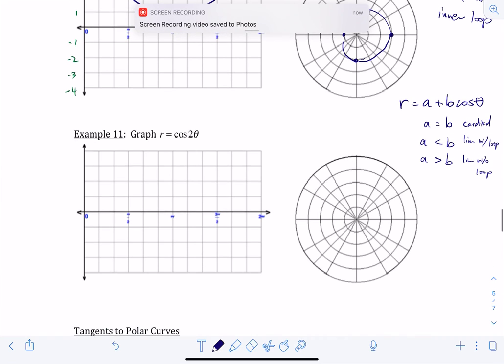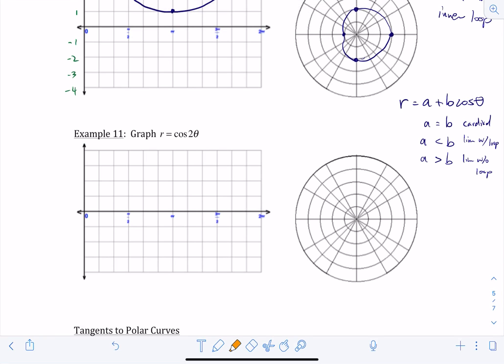For our final graphing example, we've got to look at this guy. In this situation, we have something a little bit different. This time, you actually have a 2 inside the cosine. So this is actually a horizontal compression.